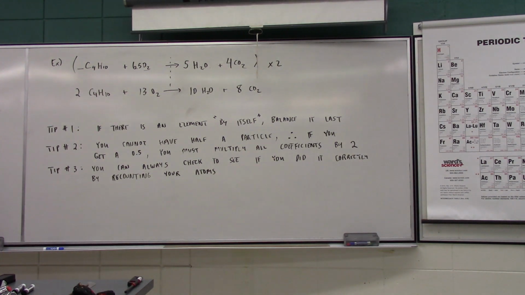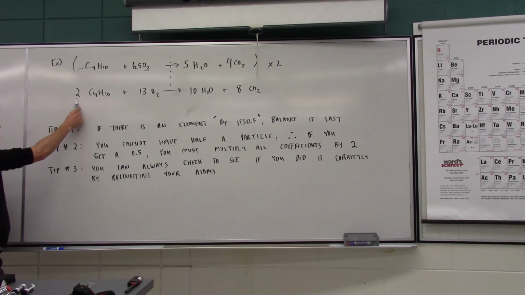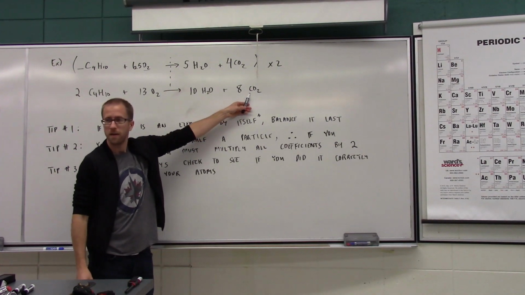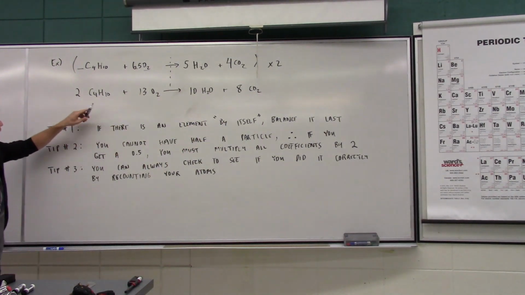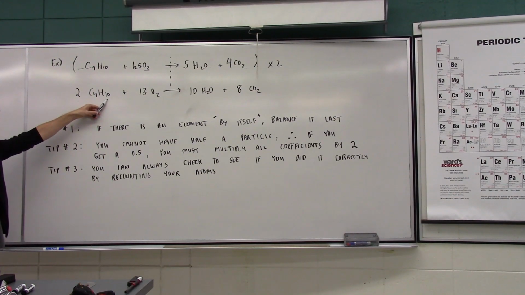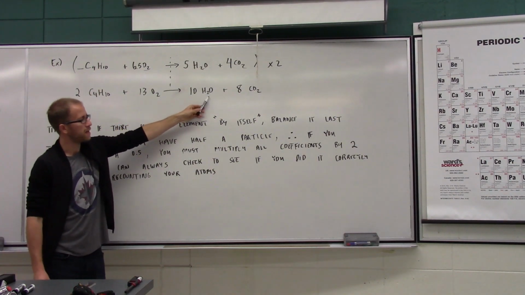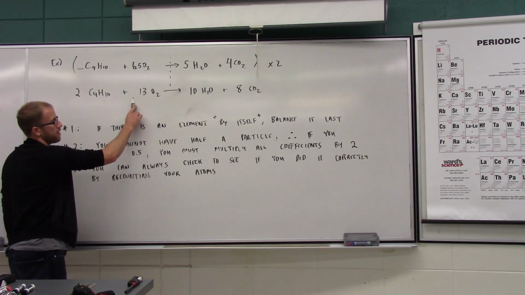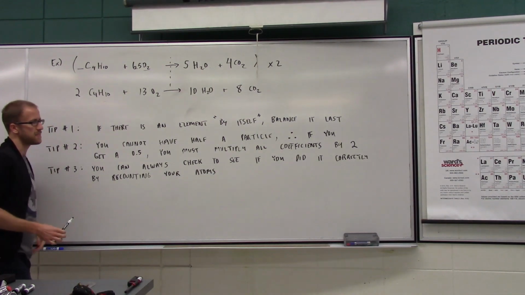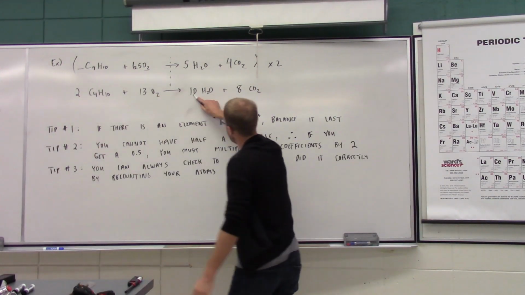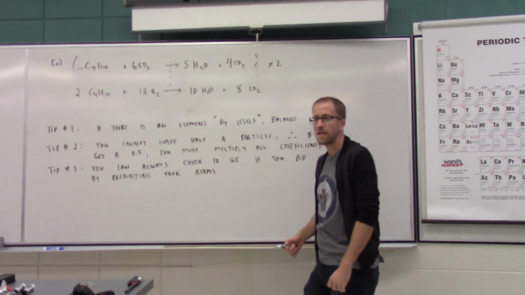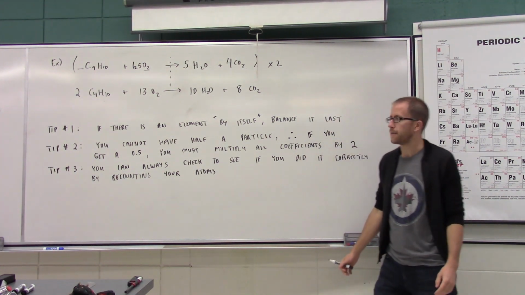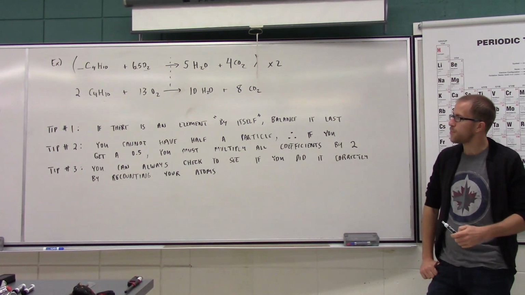So very briefly, let's recount our atoms here. How many carbons do I have on this side? 8. How many carbons do I have on this side? 8. How many hydrogens do I have on this side? 20. How many do I have on this side? 20. How many oxygens do I have on this side? 26. And on this side I have 10 plus 16, which is 26. So we know we did the problem correctly. So that's tip number 3.